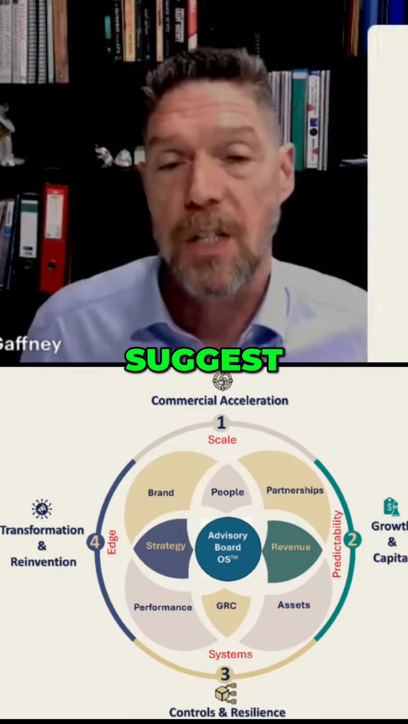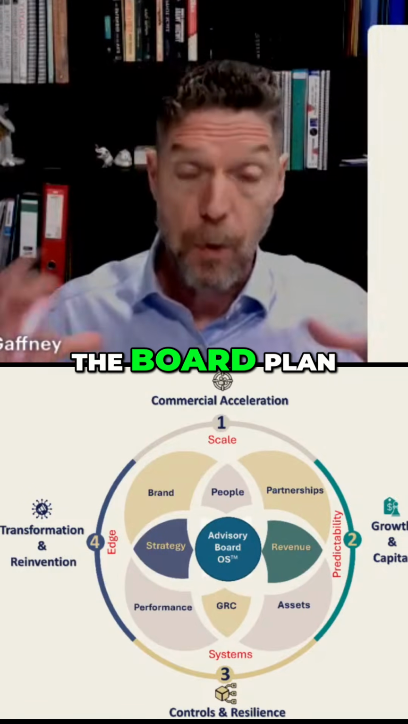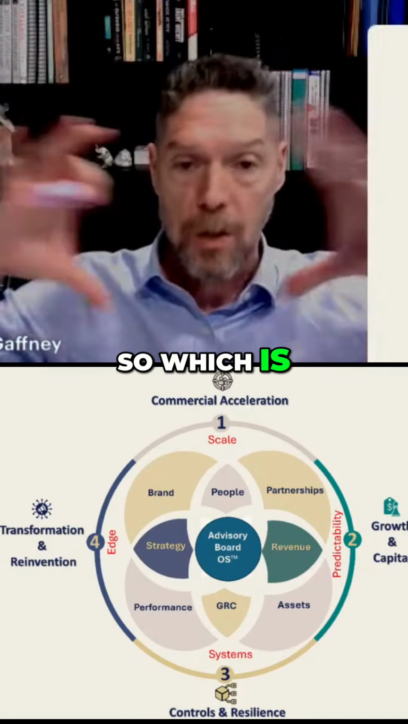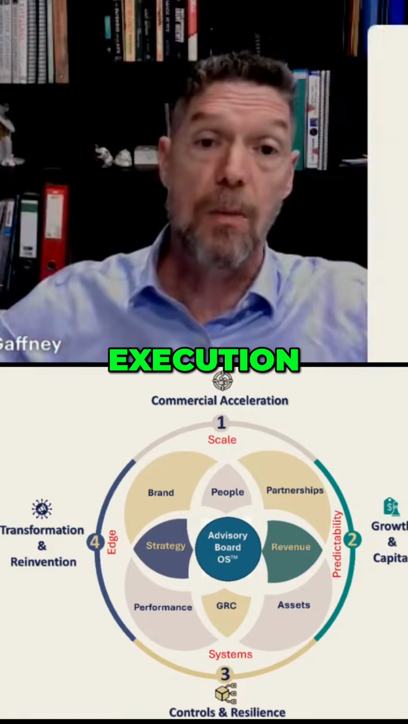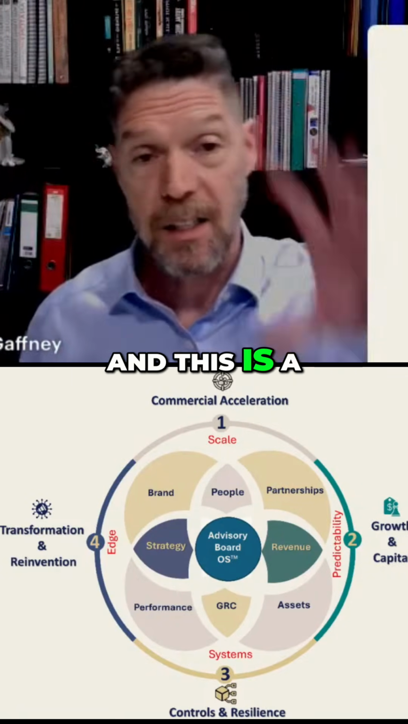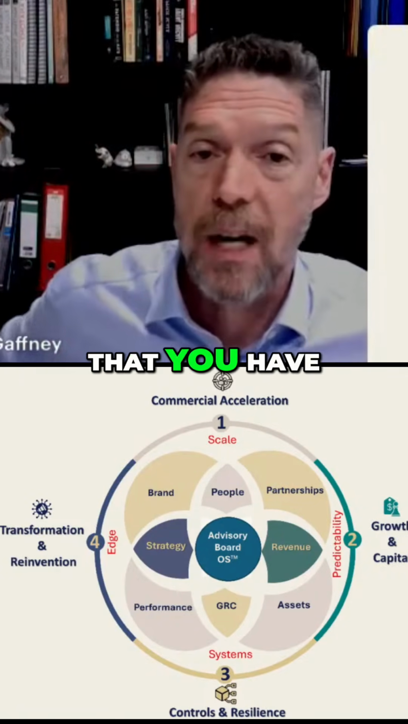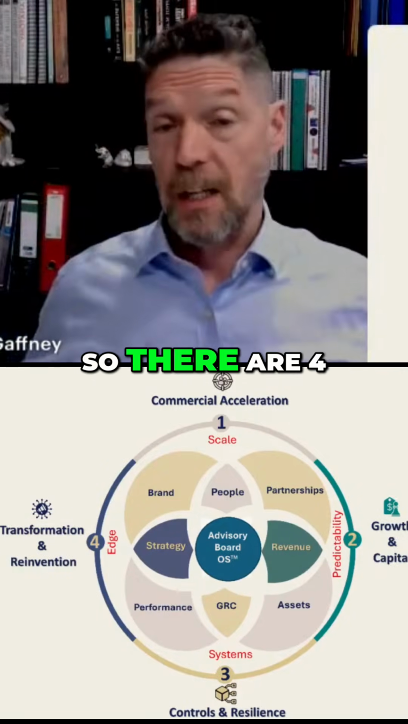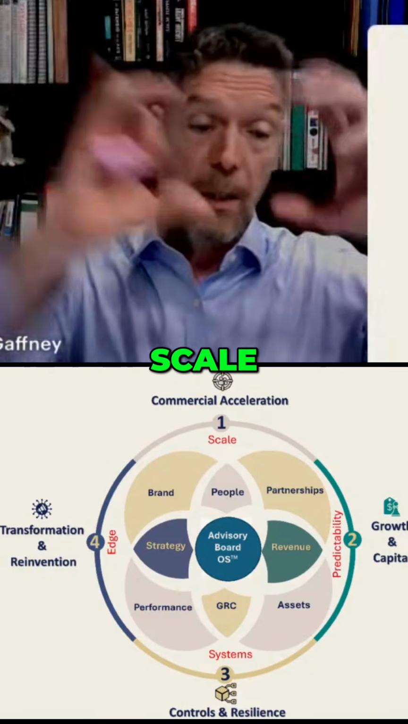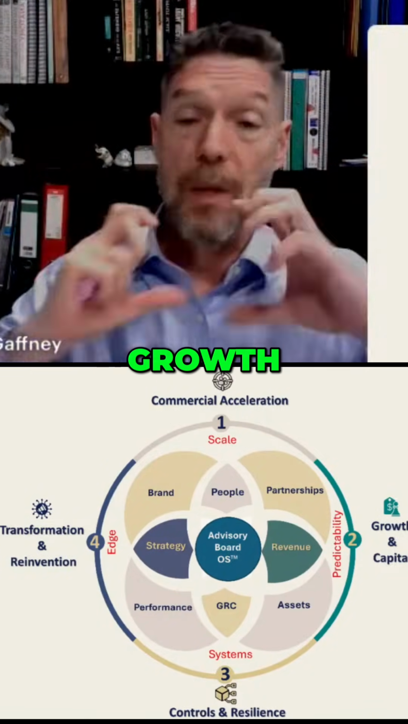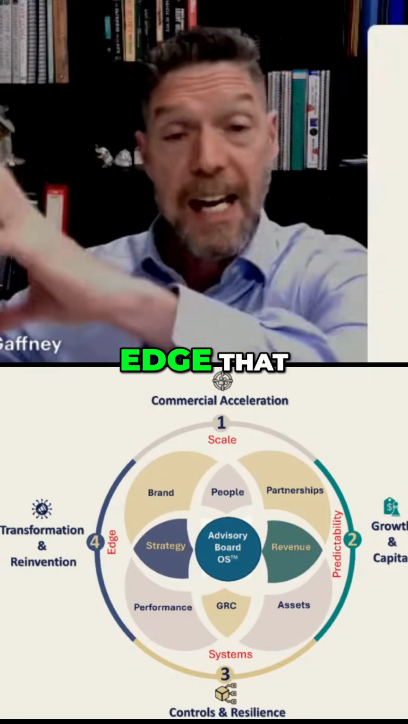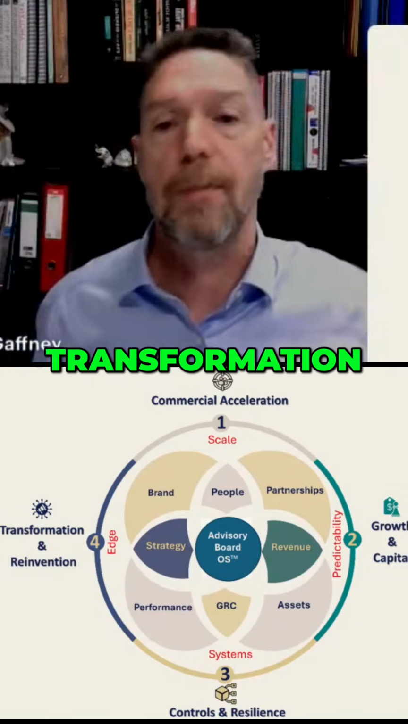So the first thing that I would suggest is create the board plan, right? Which is your vision board or the execution board that you're going to have. And this is the design that you have in front of you now on the screen. So there are 4 boxes. What is the scale? What is predictability in terms of growth? What are the systems that you have? And what is the edge that you're looking for, the innovation, the transformation?